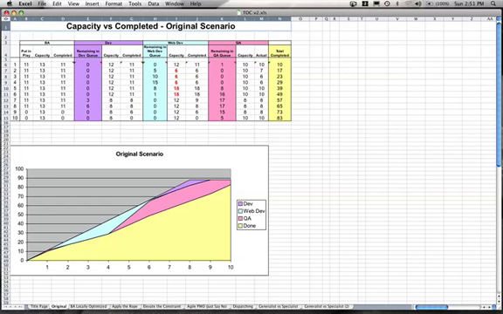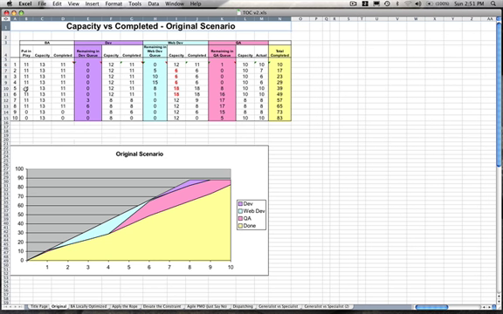Final part of this presentation is to take a look at several what-if scenarios using this Excel spreadsheet. See the table on the top has got some numbers plotted out based on the results of what we saw in our original scenario. And down below we see a graph. This graph is called a stacked area chart. And it gives us a visual representation of what was happening with our work completed, and it also gives us a representation of what our queues look like.